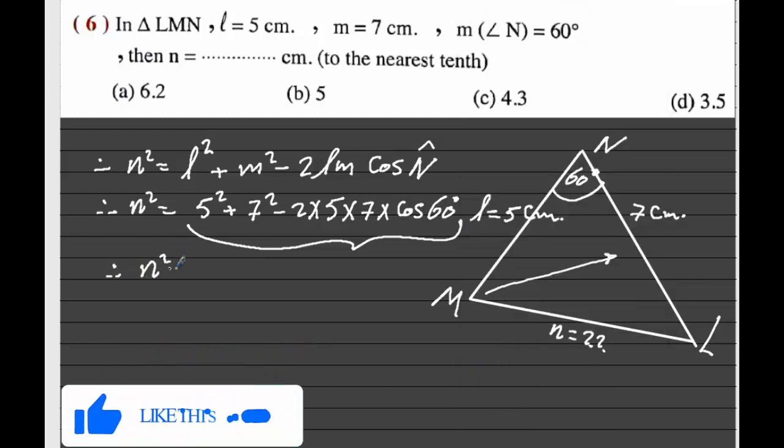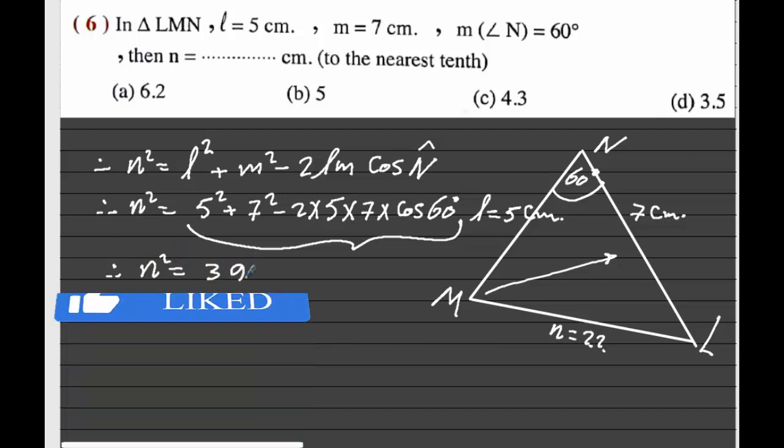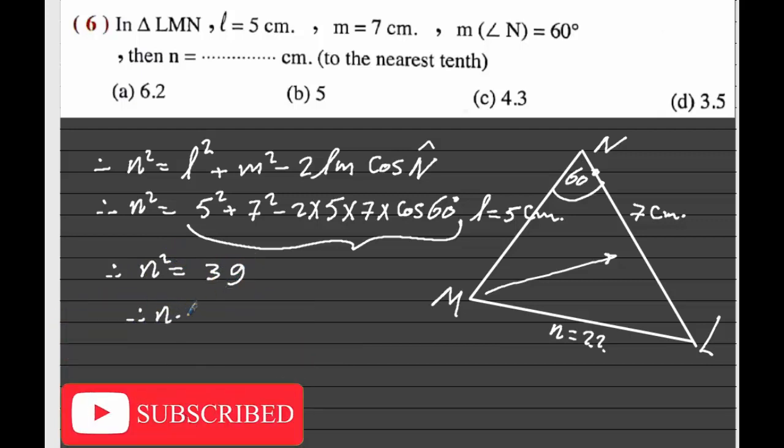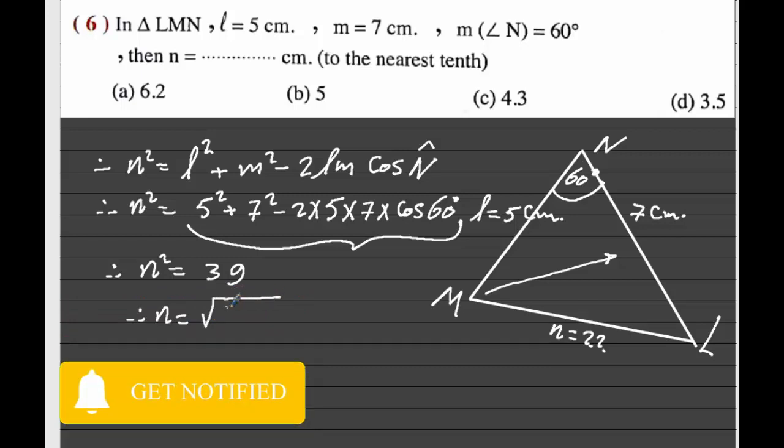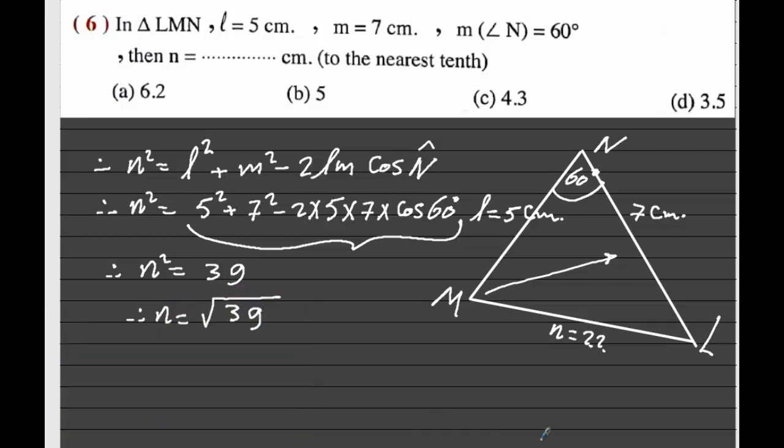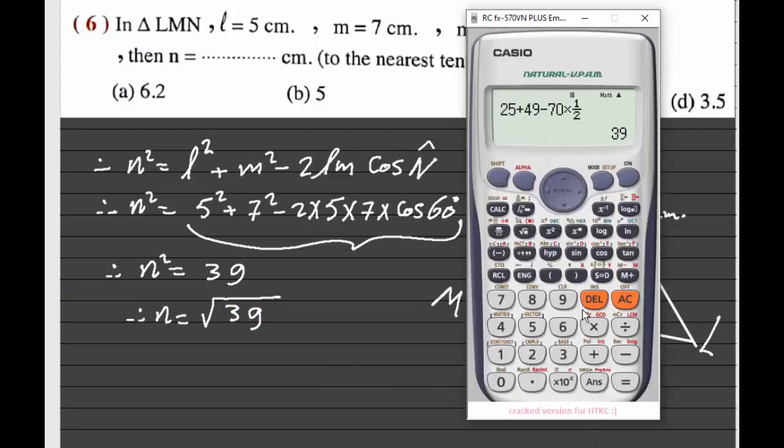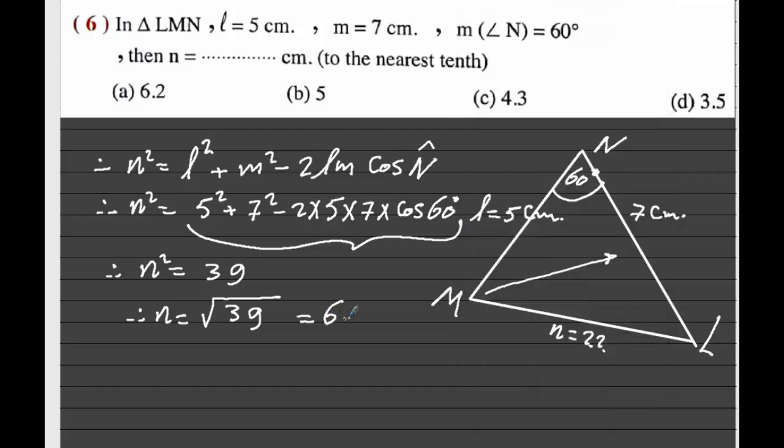So N square equals 39 and N equals square root of 39. Here back to the calculator, we will take square root of the answer, which equals 6.244 and so on, but the required here is to the nearest tenth, which equals 6.2, and we will choose letter A.